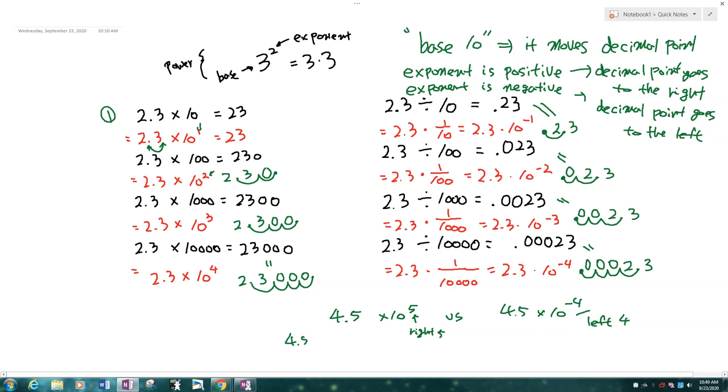So I'm going to do exactly the same thing over here again. I have 4.5. I'm going to move my decimal point right 5. 1, 2, 3, 4, 5. That's my new decimal point, and create 0s inside. So 4.5 times 10 to the 5th power is actually equal to 4, 5, and how many 0s? 1, 2, 3, 4. Let's move on to here. I have 4.5. This time, left 4. I'm going to move my decimal point left 4. 1, 2, 3, 4. That's my new decimal point. Create 0s inside. So now I have 0.00045. All right. Hope this is helpful.